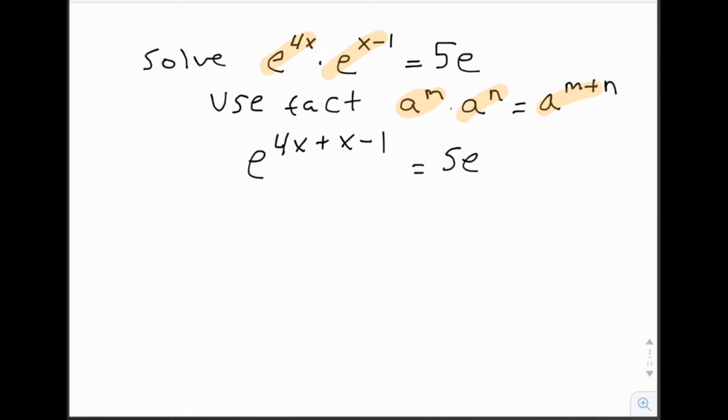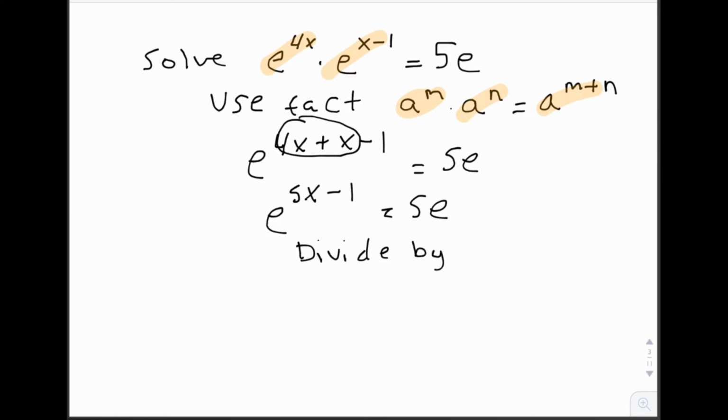And now we can go ahead and perform the necessary steps that we need to do. So the first thing that we can do is go ahead and combine. So this will give us e raised to the 5x minus 1. All I did was combine these x's up here, and that's going to be equal to 5e. Now, let's go ahead and divide by e. So that will give us e raised to the 5x minus 1 is equal to 5e.